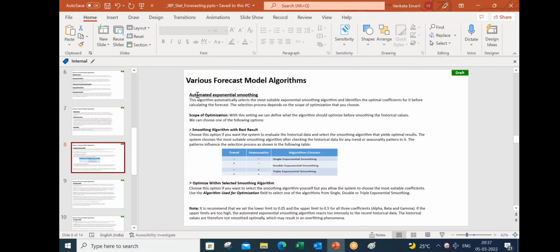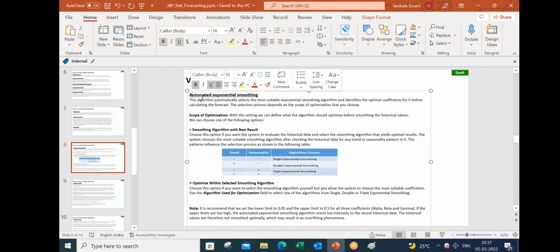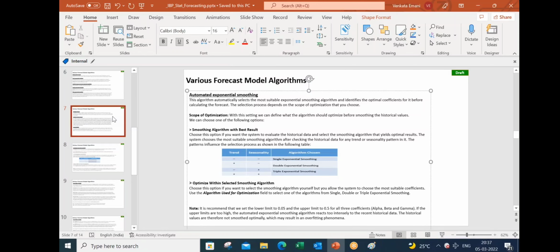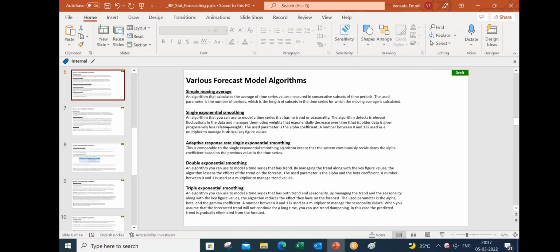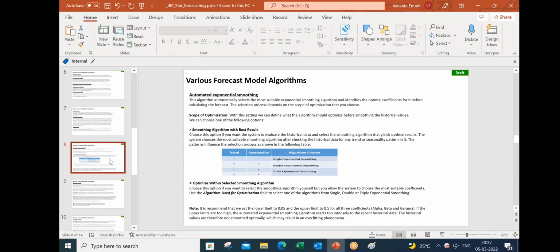Automated exponential smoothing. Now in this automated exponential smoothing, it only calculates all. Now single exponential, double and triple, what we saw here. In automated, what will the system do? It will only calculate your alpha, beta, gammas. It will only try to identify alpha, beta and gamma.